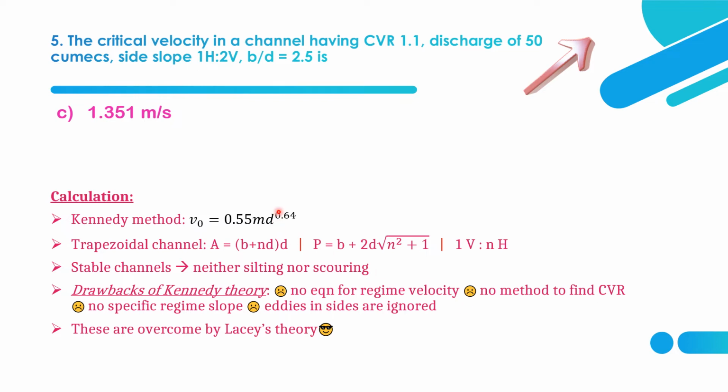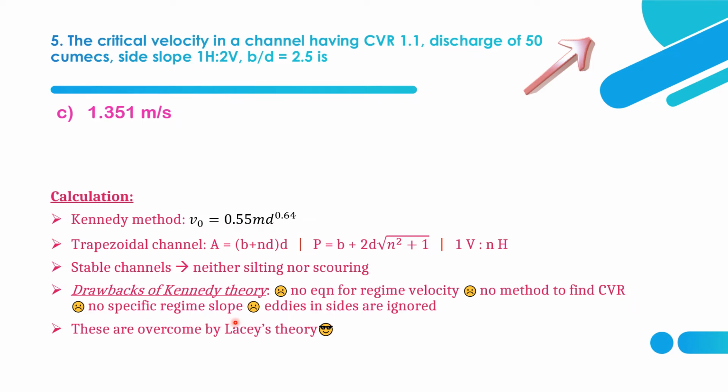The velocity is based only on the depth of flow. There is no other variable parameter here. We can see in this formula, only d is the variable parameter. m is arbitrary. In practice, if it is coarse sand, we can use 1.1, which is arbitrary. There is no method to calculate m. So no method to find the critical velocity ratio, that is m.